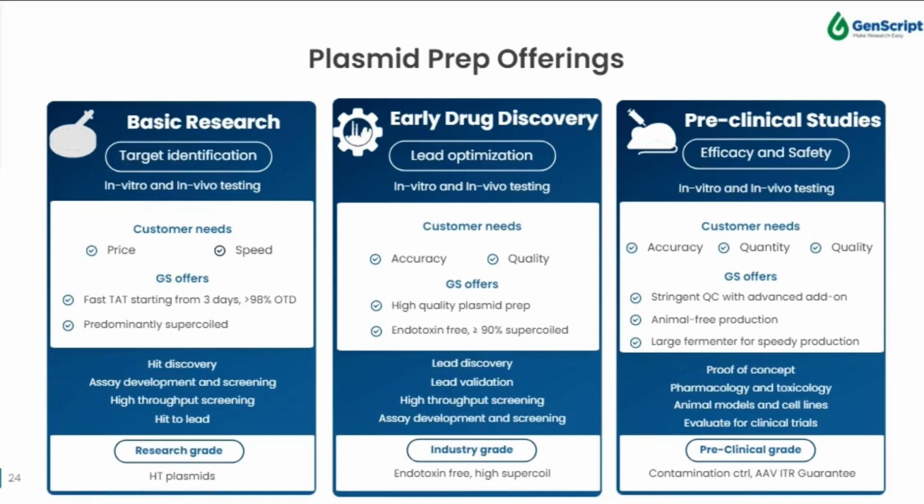And if a customer wants to construct the plasmid by themselves, we can also provide the DNA assembly kit for plasmid construction.